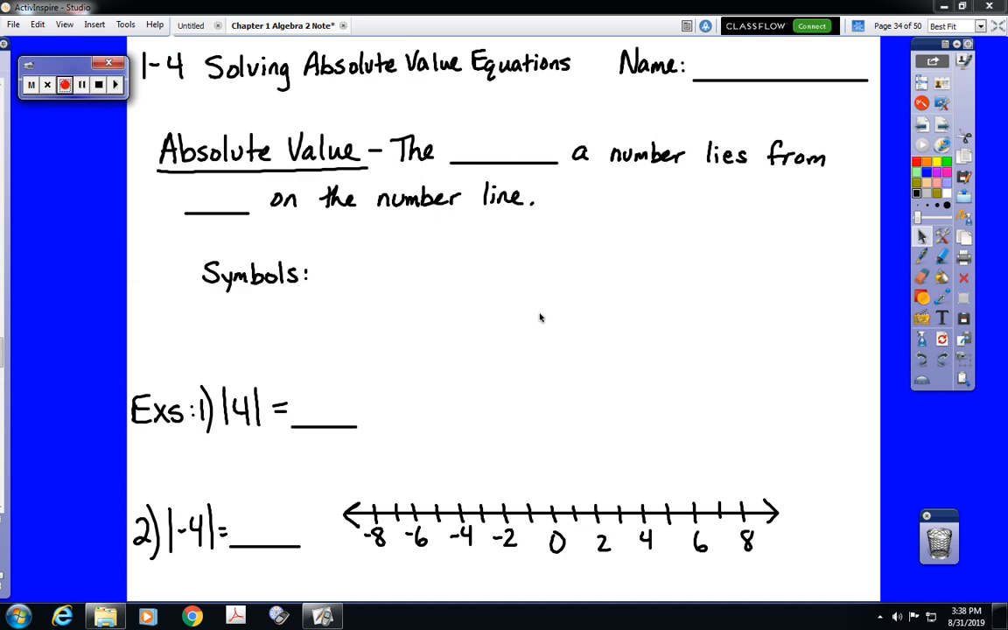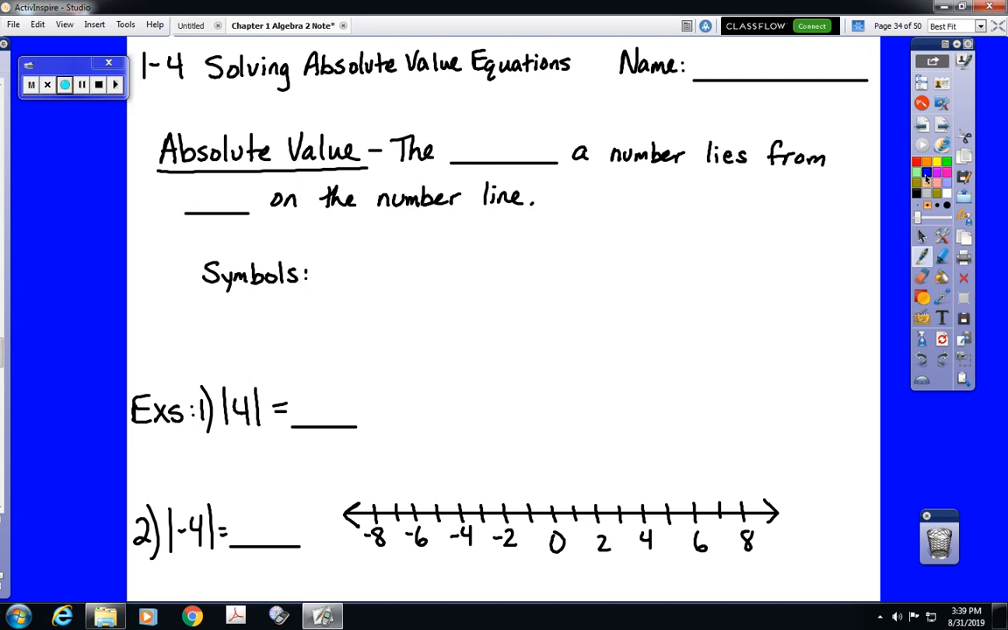Ladies and gentlemen, welcome to the video notes for Section 4 of Chapter 1 of your Algebra 2 book from McGraw-Hill. This section is entitled Solving Absolute Value Equations. It will be a 3-video series of notes that will cover what is absolute value, how do I evaluate absolute value, and how do I solve absolute value equations. So our first video here is going to define absolute value.